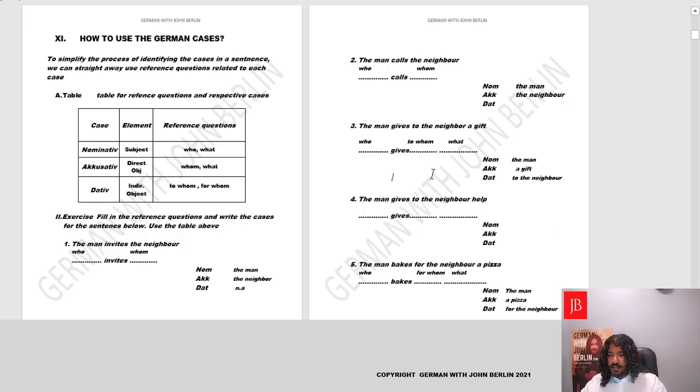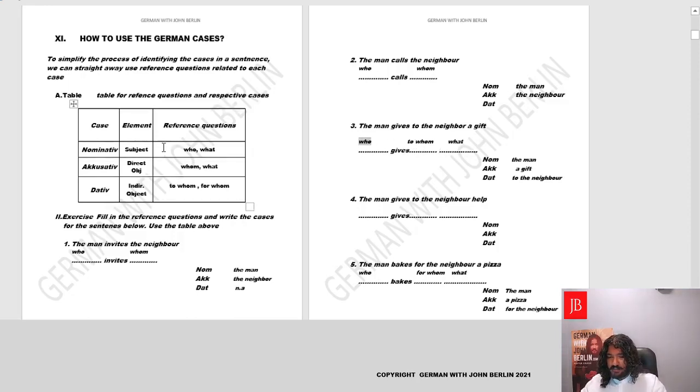Now, an important illustration here. The man gives to the neighbor a gift. Let's find out. Who is doing the action? The man. So we have who. Gives to whom? To the neighbor. So we have to whom. What? A gift. So who gives to whom what?